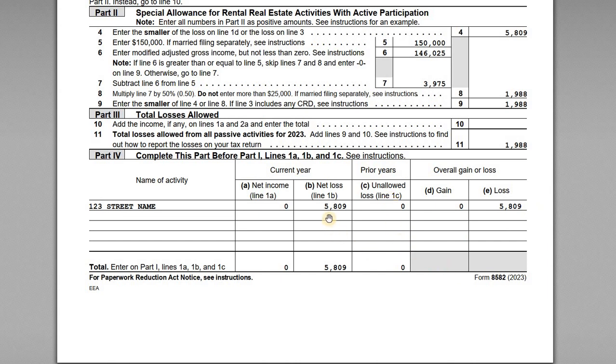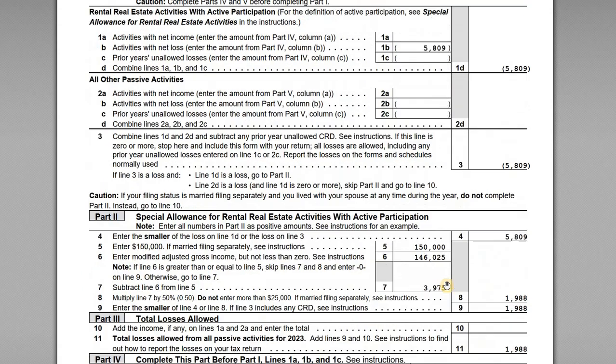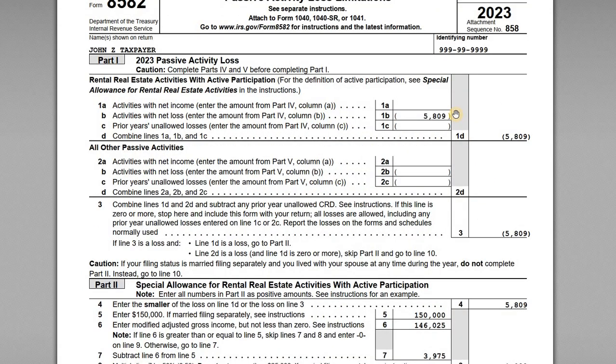If you have prior year losses, you would add the two together, and that would be the total here in column E. But in our case, we don't have any prior year, so we just have $5,809. Now, once you have the current and prior year values computed here, you can transfer these totals up to part 1, lines 1. So the $5,809 gets reported back on part 1, line 1B. So I'll scroll up here and we report the $5,809 in line 1B.